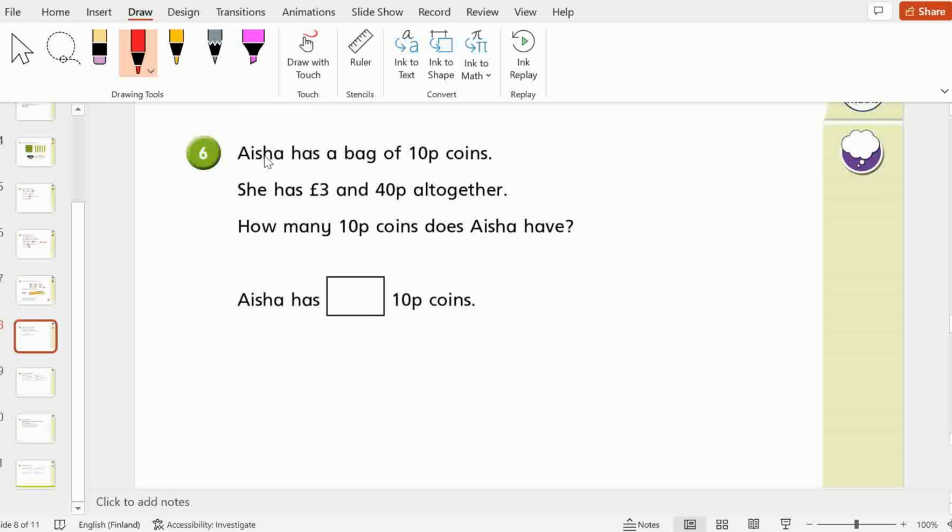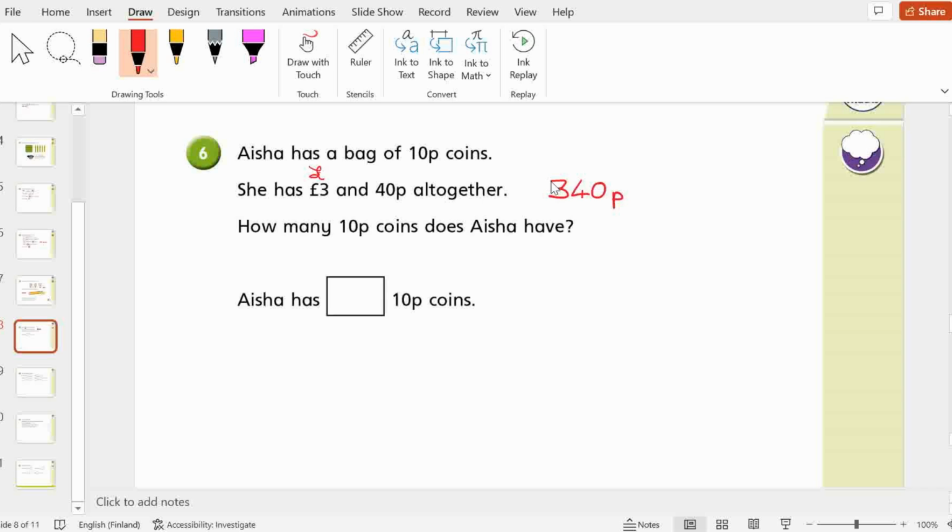So Aisha has a bag of 10p coins. She has £3 and 40p altogether. So I will just do the answer. That means it's 340p, okay? This pound sign, just imagine it means 100 pennies. How many 10p coins does Aisha have?